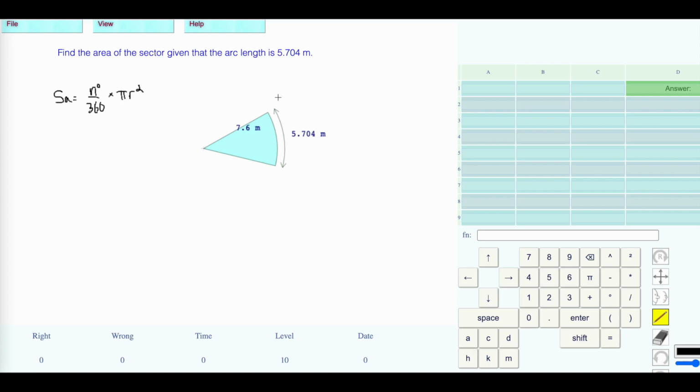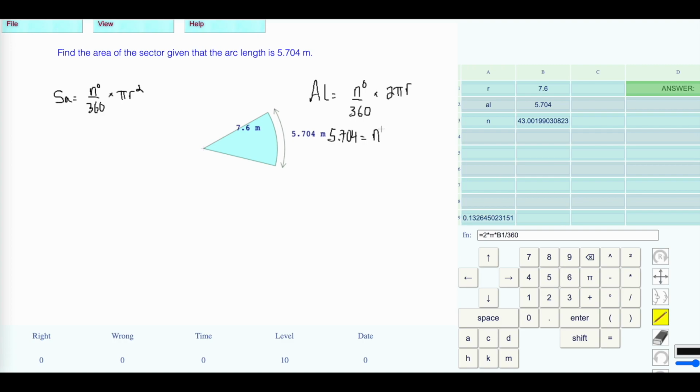But we can go to the arc length. The arc length is the fraction of the circumference. N degrees out of 360, that's your fraction of the circumference, 2 pi r. We're after the n degrees. I'm going to replace arc length with 5.704 is equal to 2 times pi times the radius, which is 7.6, divided by 360. That gives us 0.132.